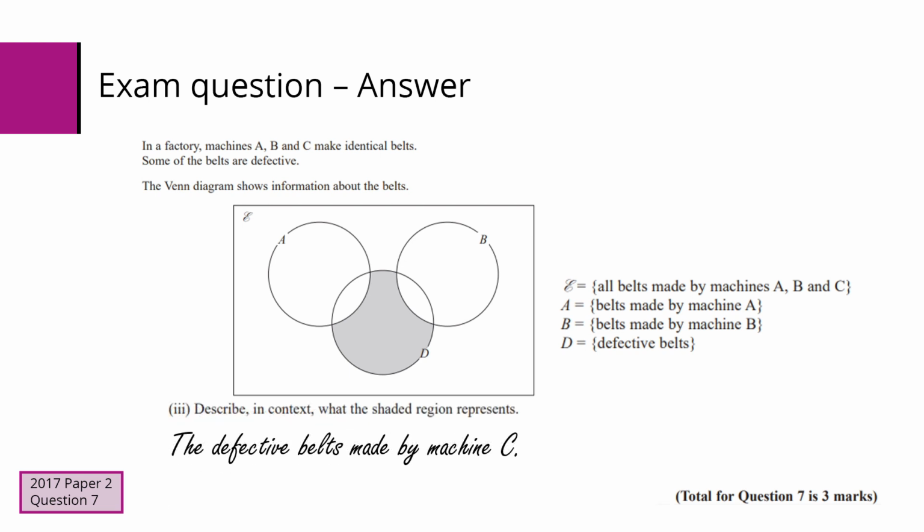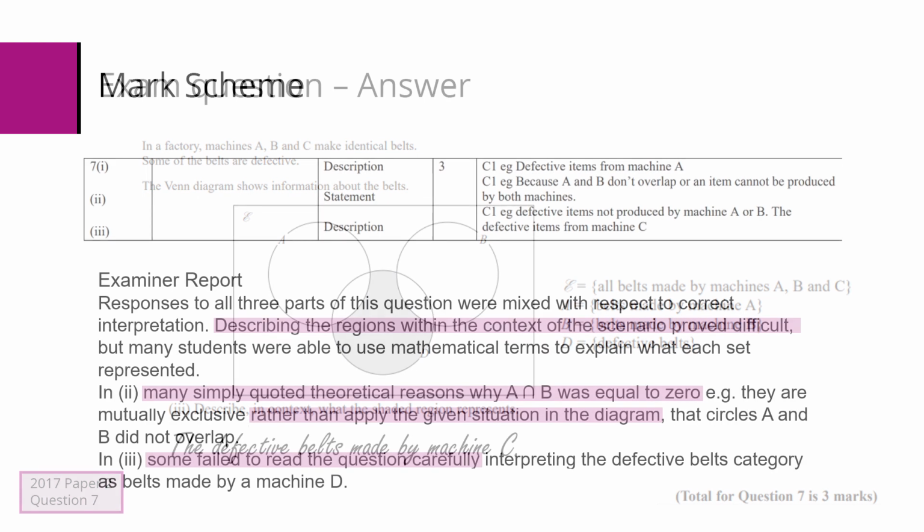Part 3, describe in context what the shaded region represents. The shaded region is the area which is not in set A and not in set B, therefore it will be belts made by machine C, and it is inside set D, so the shaded region represents the defective belts made by machine C.